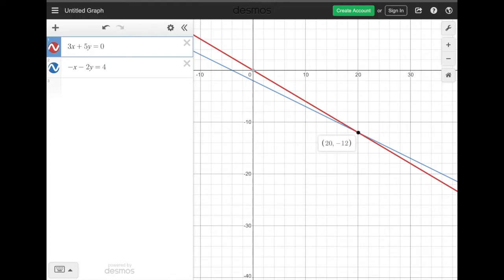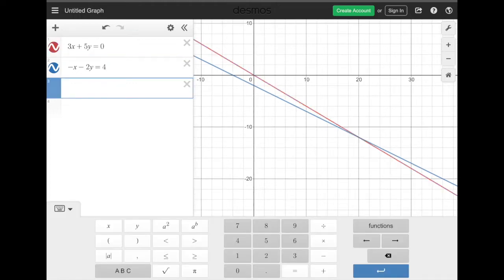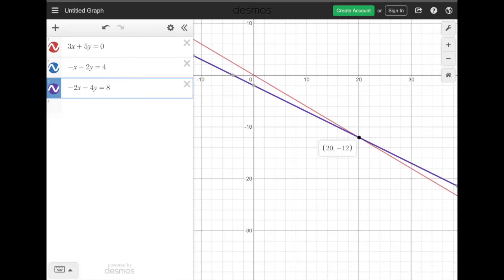Here we have our system 3x plus 5y equals 0 and negative x minus 2y equals 4. Using this graphical tool, we see that they intersect, or that the solution of the system is at x equals 20, y equals negative 12. Here, if I multiply every entry of the second blue line by 2 to get negative 2x minus 4y equals 8, my solution stays the same, 20, negative 12.